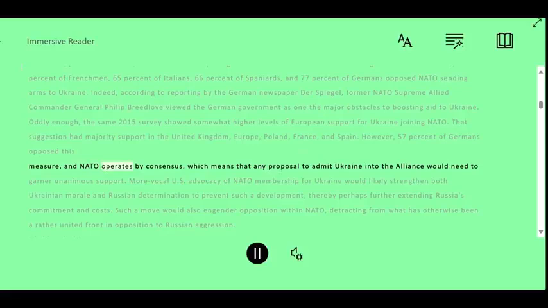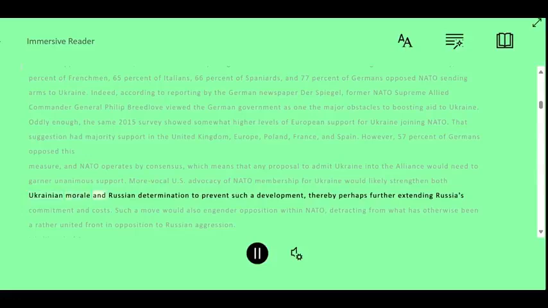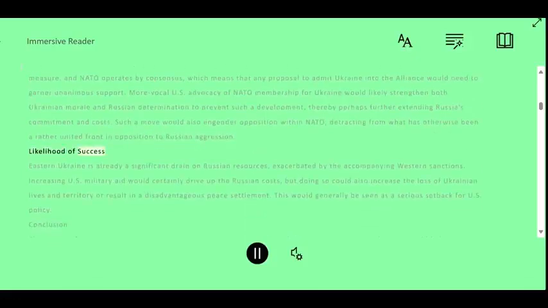NATO operates by consensus, which means that any proposal to admit Ukraine into the alliance would need to garner unanimous support. More vocal U.S. advocacy of NATO membership for Ukraine would likely strengthen both Ukrainian morale and Russian determination to prevent such a development, thereby perhaps further extending Russia's commitment and costs. Such a move would also engender opposition within NATO, detracting from what has otherwise been a rather united front in opposition to Russian aggression.